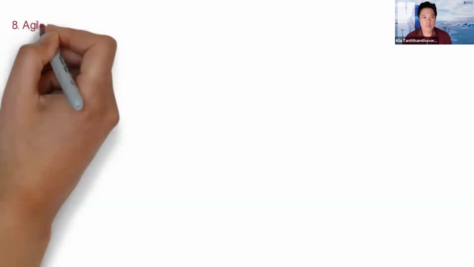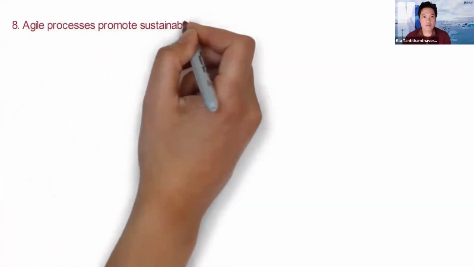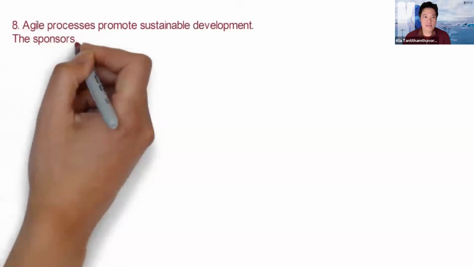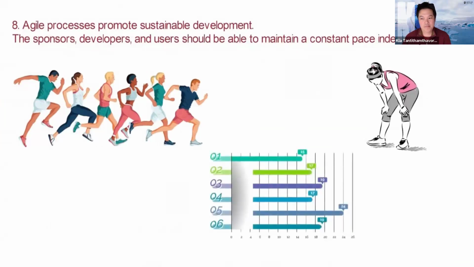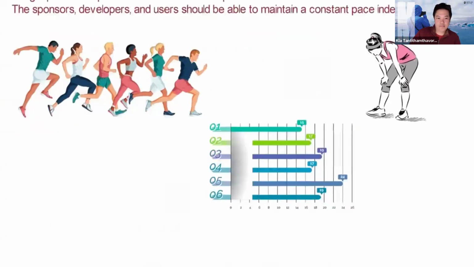Eighth principle. Agile processes promote sustainable development. The sponsors, developers, and users should be able to maintain a constant pace indefinitely. Software development is like running a marathon. You have to maintain the speed, but you shouldn't run so fast that you exhaust yourself. Similarly, sustainable development happens when you do constant production of software features during a long-lasting period.